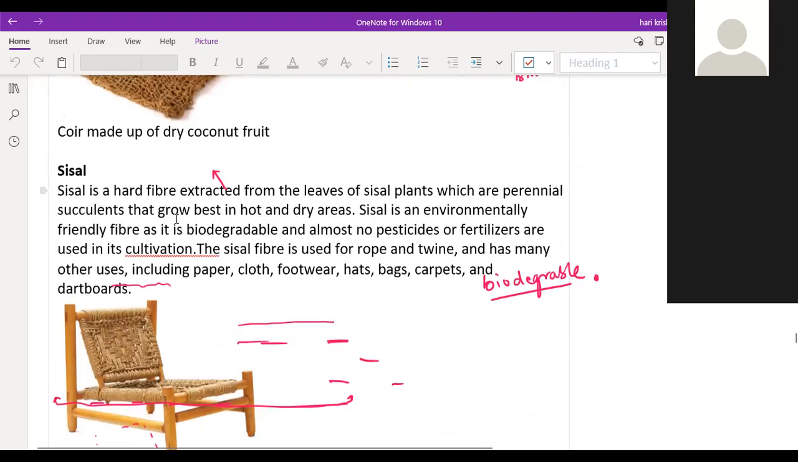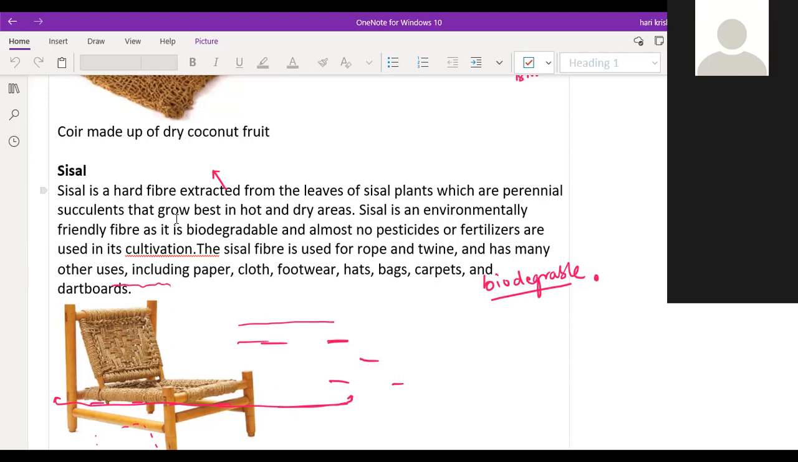The next one is sisal. It is also obtained from the leaves of the sisal plant, which is a perennial succulent that grows best in the hot and dry areas. What is the meaning of perennial? Anyone? Sir, live for several years. Which will have it continuous throughout the year. Perennial rivers, we say, right? Perennial rivers means it will have water throughout the year. Like this, perennial means permanent.